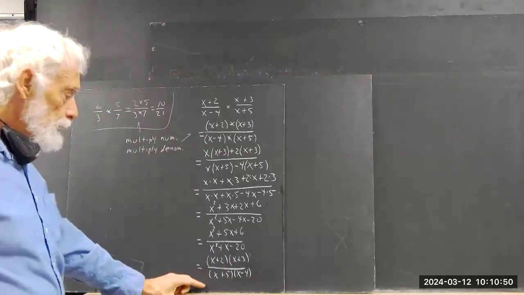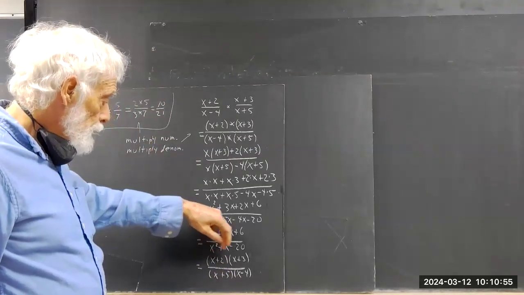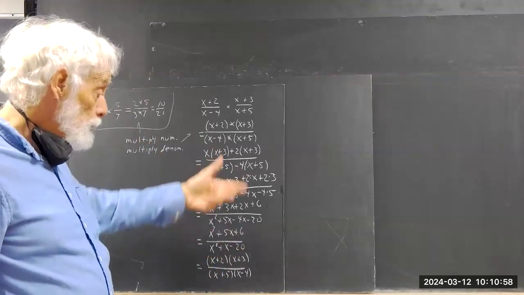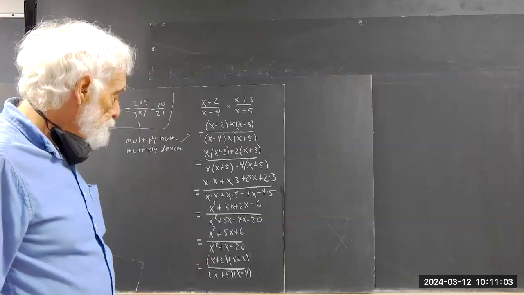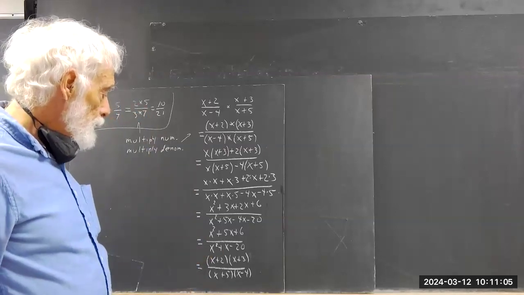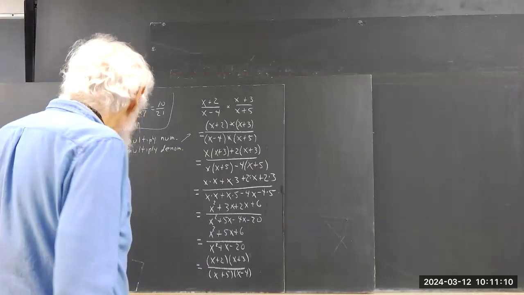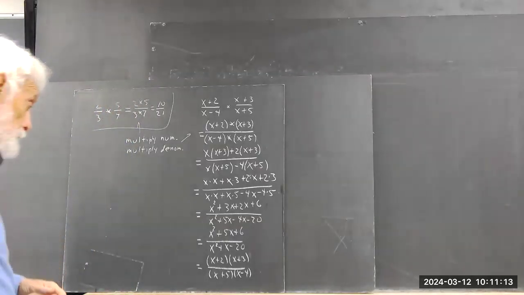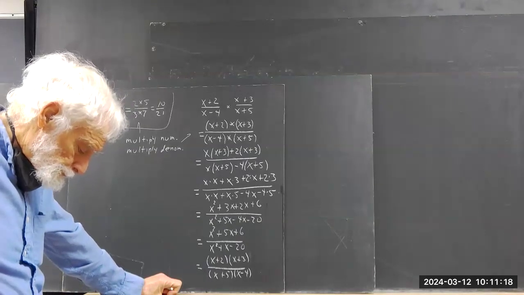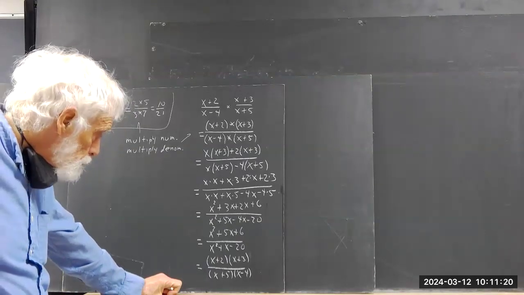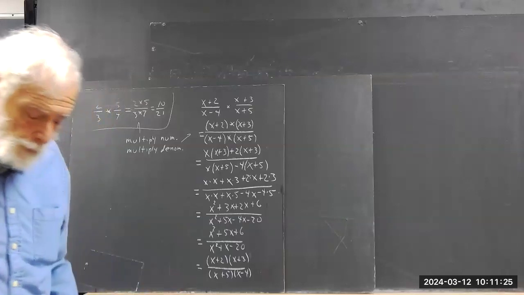Now, why do we bother doing this? Because if one of these factors in the denominator was the same as one of the factors in the numerator, we could divide it out. Okay. So it turns out not to be the case. So either this or this, excuse me, is a valid result. Okay.